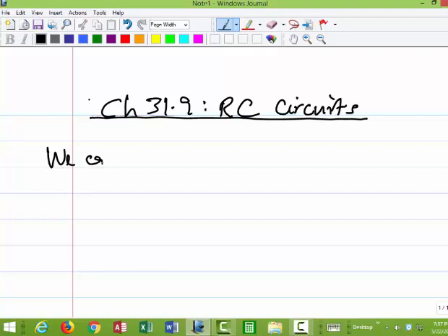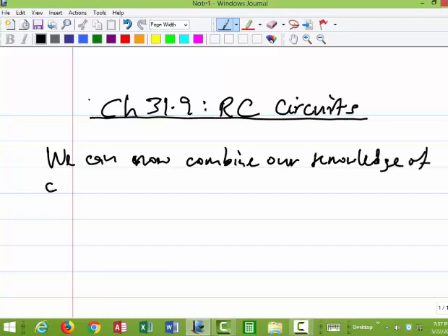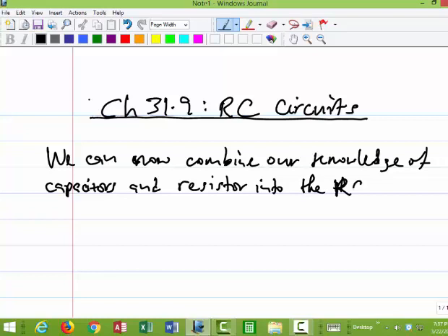So we can now combine our knowledge of capacitors and resistors into the RC circuit. The RC circuit just has a resistor and a capacitor. We can look at two circuits, one where we are charging and one where we are discharging.